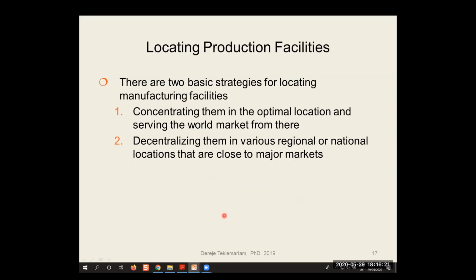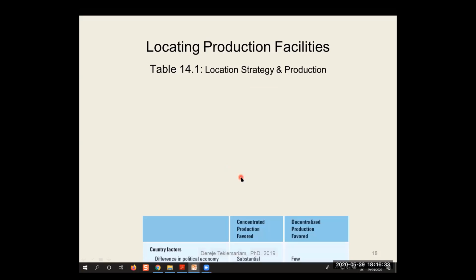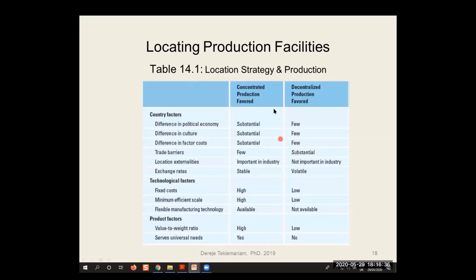Locating production facilities: there are some important strategies for locating production facilities. One is the concentrated location and the other is the decentralized location. You can see the thesis from location strategy and production, for example, concentrated production favored and decentralized production favored. Some country-related factors, technology-related factors, and product-related factors are here, so we can match them with these important variables. For example, difference in political economy really favors concentrated production substantially, but not that much in the case of decentralized production. Please see it that way.